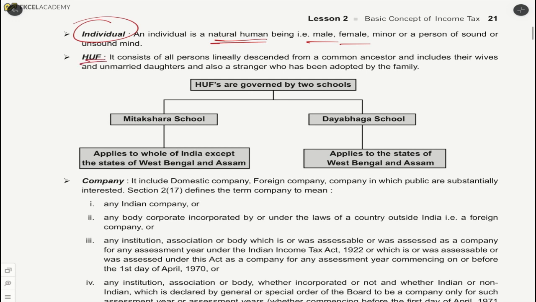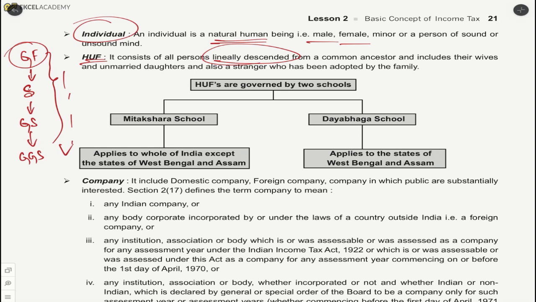Then comes HUF. As I said earlier, not very famous these days, but still we have this status as part of the act, so we will cover this. It consists of all persons lineally descendant. So in this case, lineally descendant means, let's say there is a grandfather, then he has a son, then his son, grandson, then his son, great grandson. So they are lineally descendant from a common ancestor. Who is a common ancestor? Let's say this grandfather A, and includes their wives and unmarried daughters, and also a stranger who has been adopted by a family.